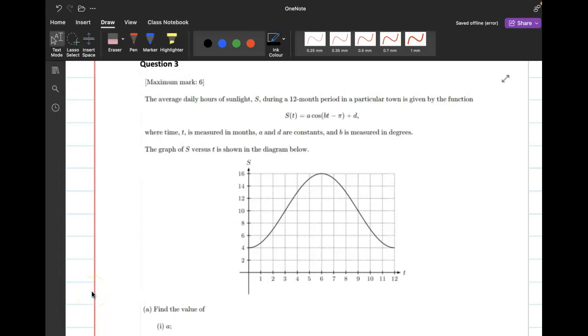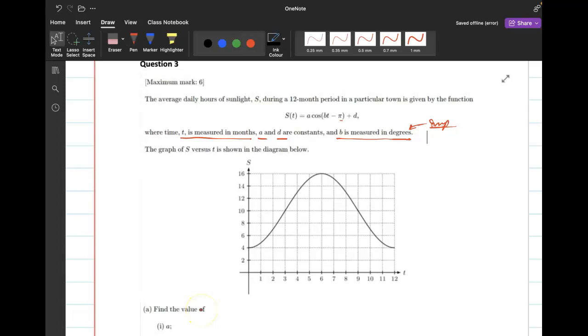The next one is a trig modeling question. The average daily hours of sunlight during a 12-month period in a particular town is given by the function S(t) = A cos(B(t − π)) + D, where t is measured in months, A and D are constants, and B is measured in degrees. So B is in degrees. This is important. S versus time is shown in the diagram.